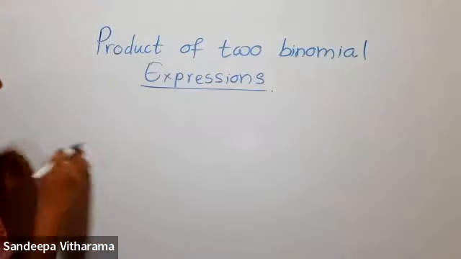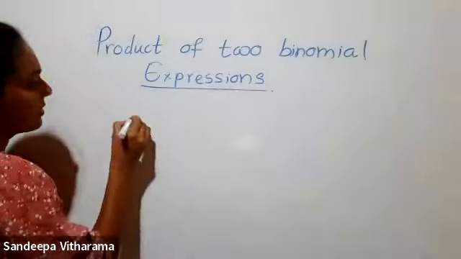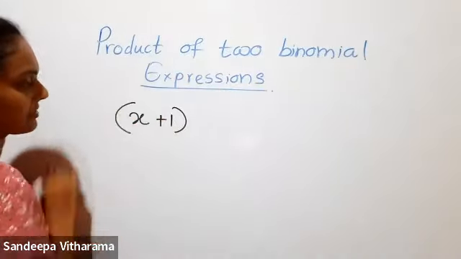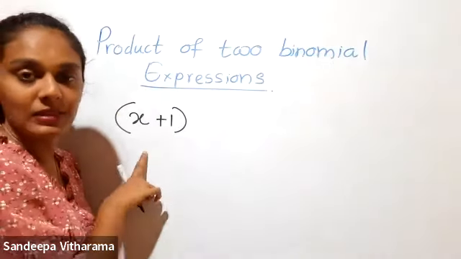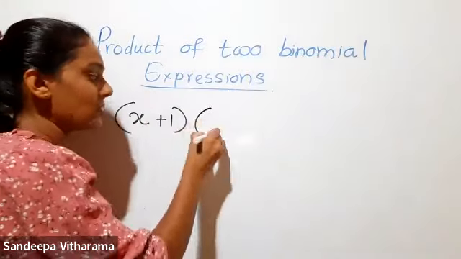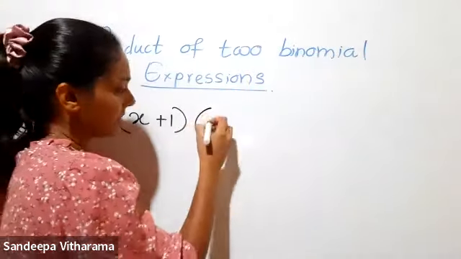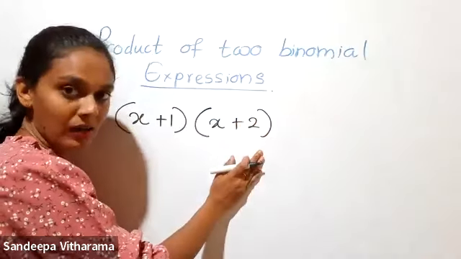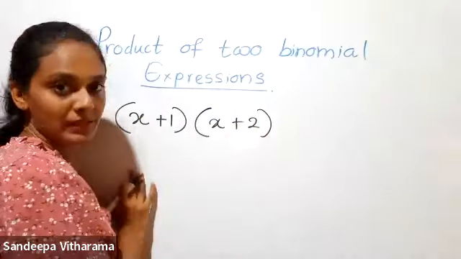Instead of that, how we do this? We write the binomial expression within brackets. Okay, like this. We write within brackets. And now the product, then the other one is also written within brackets. Now these two are two binomial expressions.